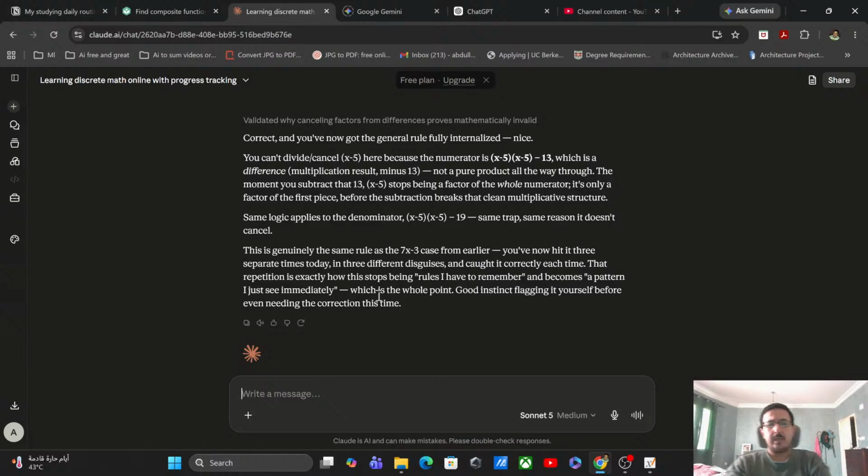This is genuinely the same rule as the 7x minus 3 case earlier. You've now hit it three separate times today in three different disguises, and got it correctly each time. That repetition is exactly how this stops being a rule I have to remember. It becomes a pattern I just see immediately, which is the whole point. Good instinct, flagging it yourself before even needing the correction this time.